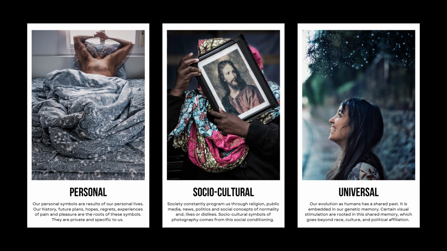And universal symbols are more applicable to all of humanity. Every person associates feelings with forests, flowers, birds, children. These symbols go beyond our understanding of race, culture, language, and countries and political affiliations. Using these different kinds of symbologies, we can create different kinds of narratives in our photos.